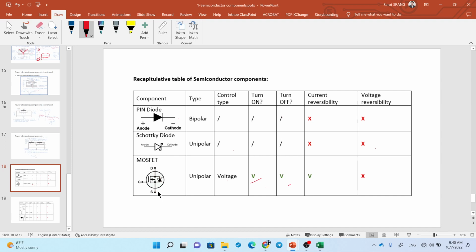Do you have any question? No question? So are you clear on when it has voltage across the terminals, and when it has no voltage? I don't get the voltage reversibility of the MOSFET. What does voltage reversibility mean? Voltage, yeah.